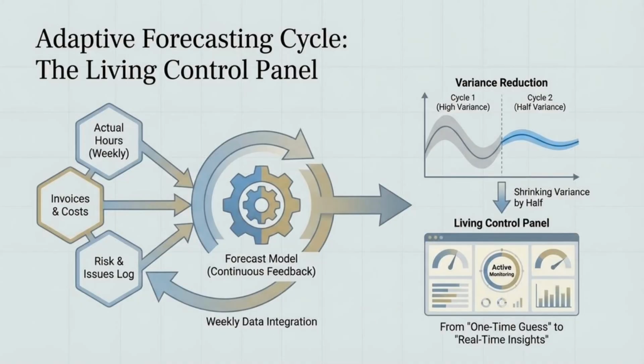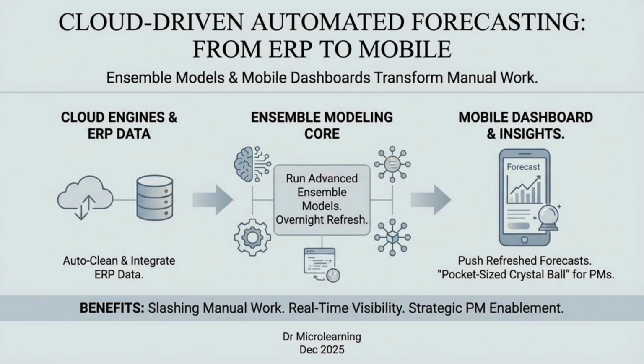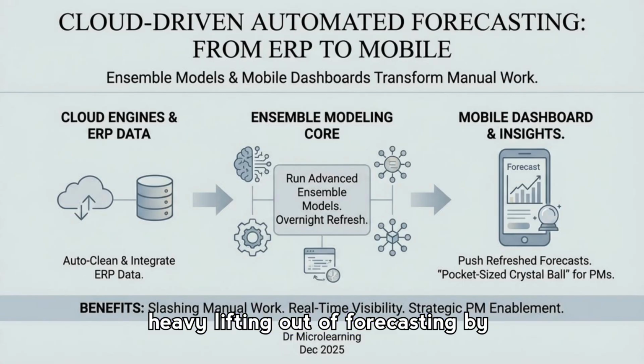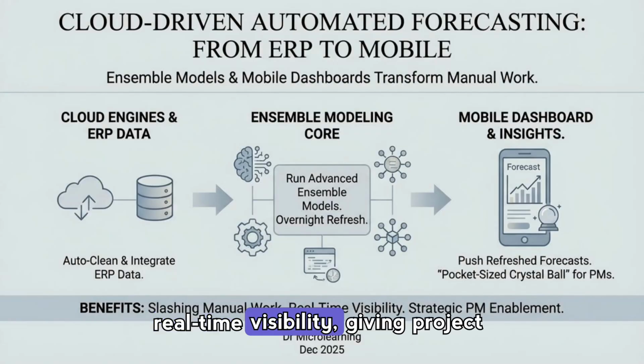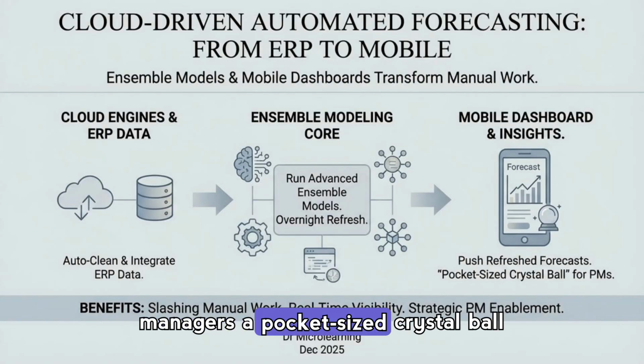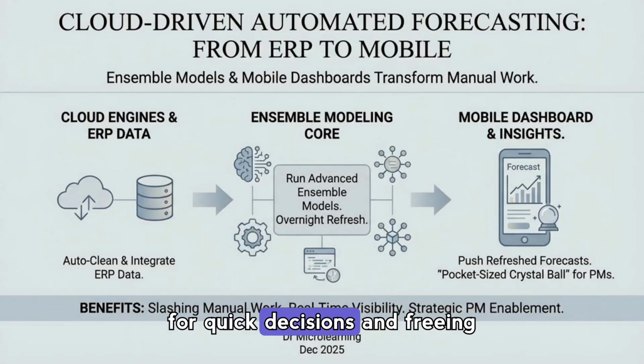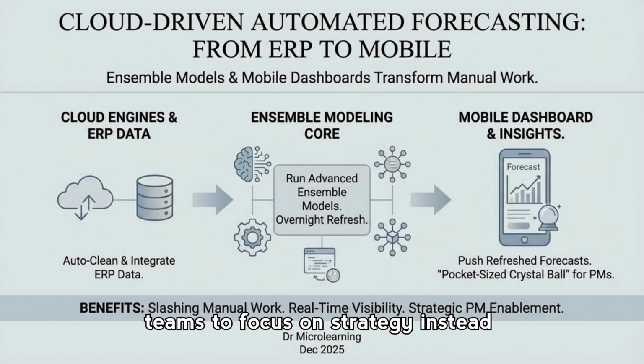Cloud-driven automation takes the heavy lifting out of forecasting by auto-cleaning ERP data, running ensemble models overnight, and pushing refreshed forecasts to mobile dashboards. That pipeline transforms manual work into real-time visibility, giving project managers a pocket-sized crystal ball for quick decisions and freeing teams to focus on strategy instead of data wrangling.